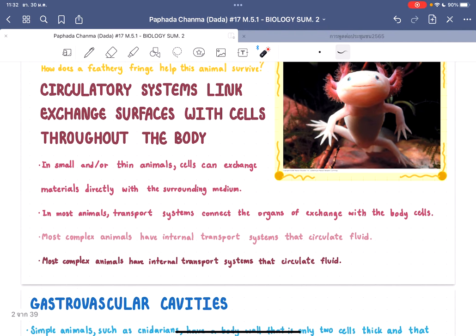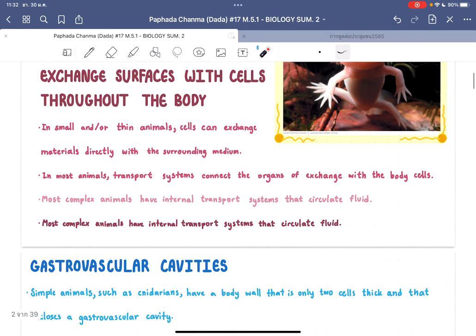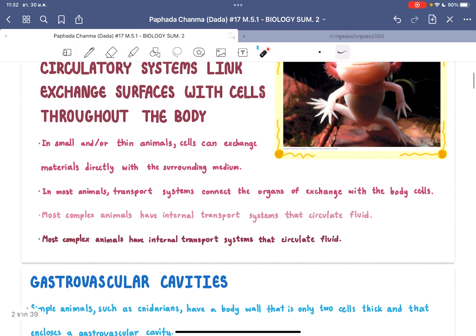So, circulatory systems link exchange surfaces with cells throughout the body. In small or thin animals, cells can exchange materials directly with the surrounding medium. In most animals, transport systems connect the organs of exchange with the body cells. Most complex animals have internal transport systems that circulate fluid.